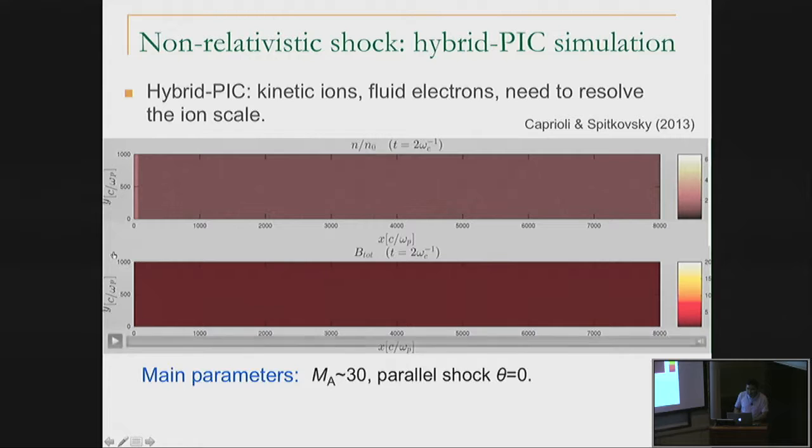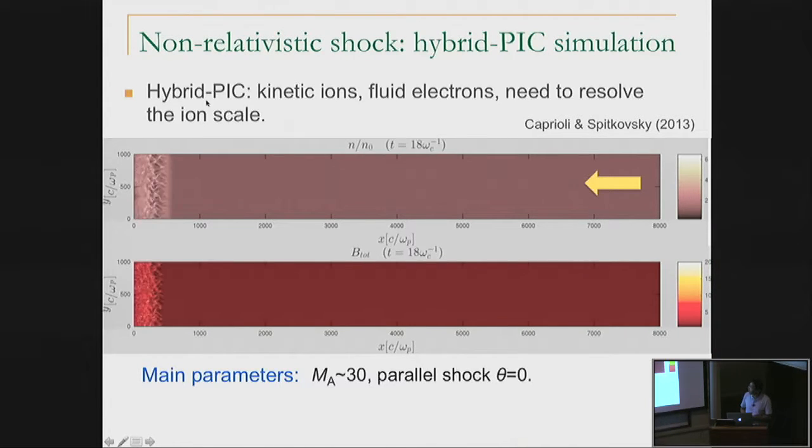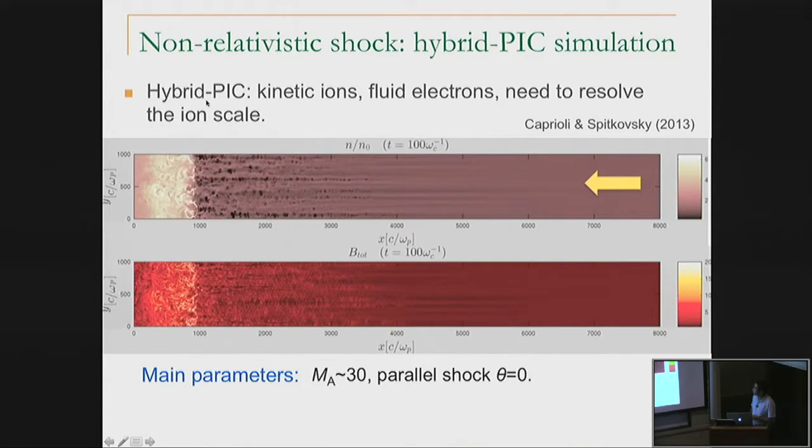And fluid electrons, which means in this code you need to resolve the ion skin depths. And this is a simulation done by my collaborators. What you do is that you collide a really fast plasma density, and the bottom panel is magnetic field strength.